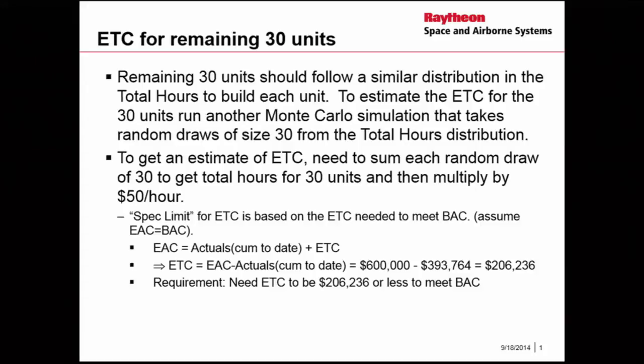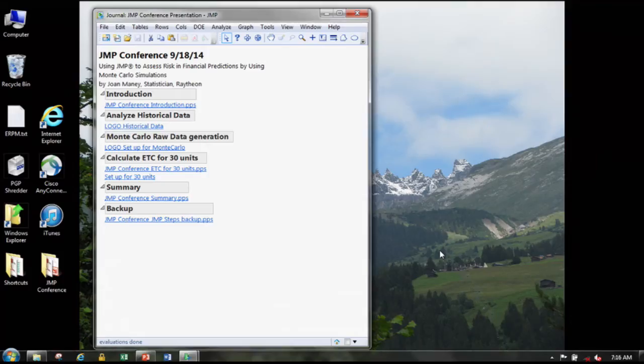Now, if you remember, the formula for EAC that we're looking at is the actual spend to date plus the estimate to completion. And I have a budget that I want to meet. So I can actually put a spec limit in here when I get this distribution, and my spec limit is based on my budget. I'm going to assume my estimate at completion is right at my budget of $600K. I've got my actual spend to date of $394,000. So I've got an estimate to completion that I want to meet of $206,000. So I'm going to use that as a spec limit when I do my Monte Carlo simulation.